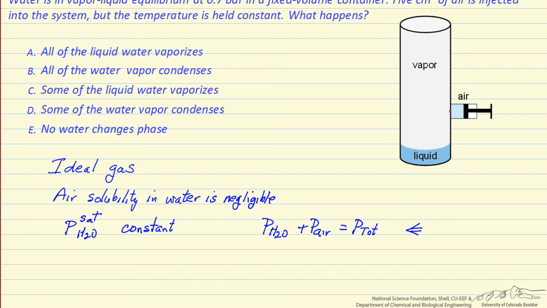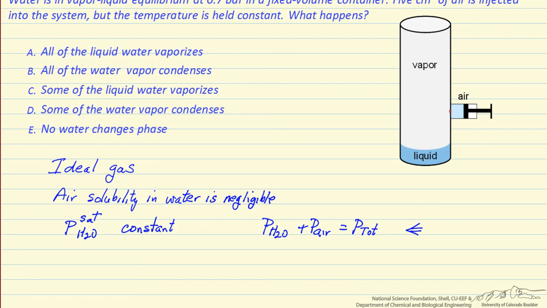Now the ideal gas assumption allows us to write this and says that the air doesn't affect the pressure of the water. Basically, the molecules in the gas phase don't interact. You could look at it as if they don't even know the other molecules are there. So after we've injected the air, as far as the water is concerned, nothing has changed. So therefore, there's no driving force.